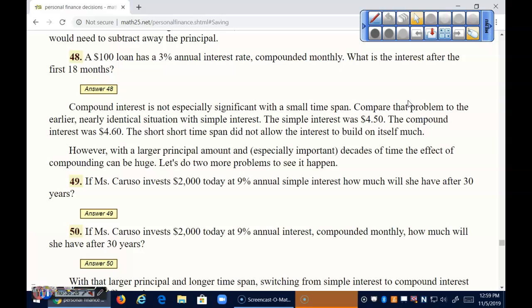So, 18 months, a year and a half. So it should have been $1.50 instead of $1.60. Let's look at a longer term.